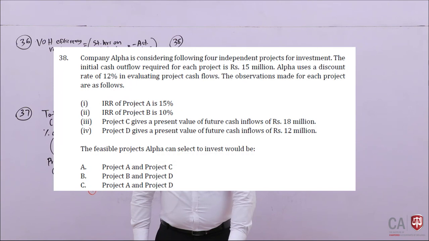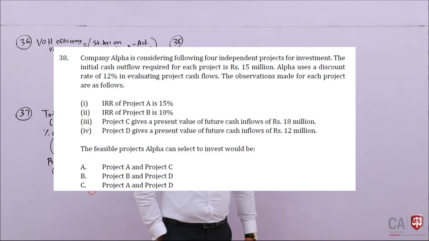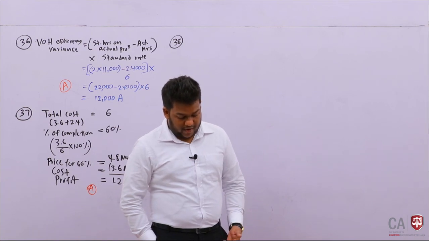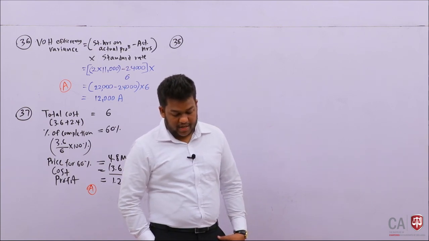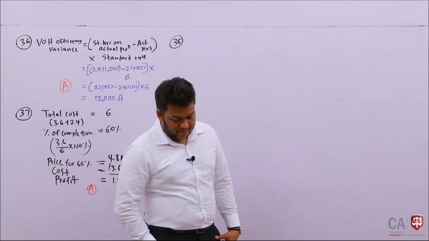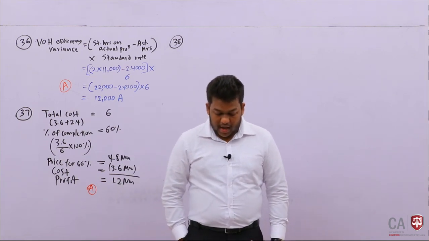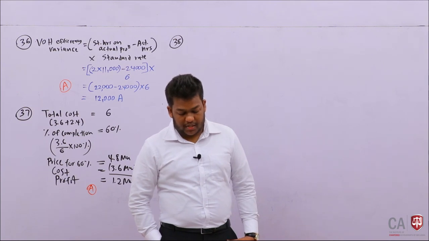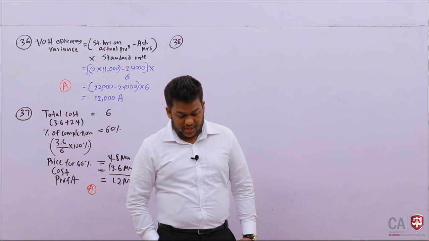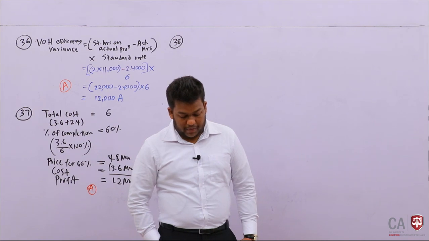Company Alpha is considering the following 4 independent projects for investment. The initial cash outflow required for each project is rupees 15 million. Alpha uses a discount rate of 12% in evaluating project cash flows. The observations made for each project are as follows. IRR of project A is 15%, IRR of project B is 10%. Project C gives a present value of future cash inflows of rupees 18 million. Project D gives a present value of future cash inflows of rupees 12 million.